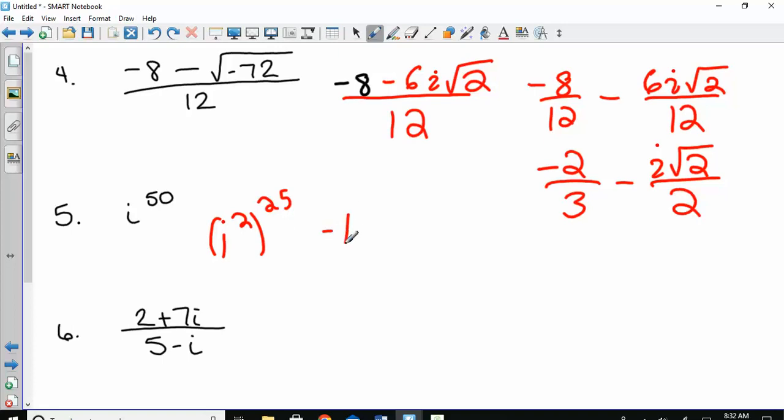Okay. So remember, you have to break them up into groups of 2. i squared is negative 1, and when you take negative 1 to the 25th power, it's still negative 1. What if this had been i to the 51st? You just have a second i outside.